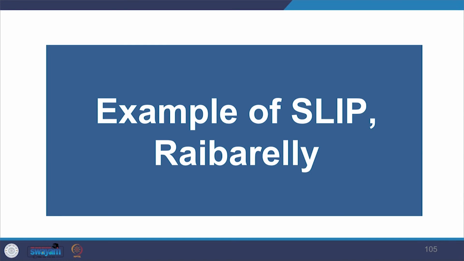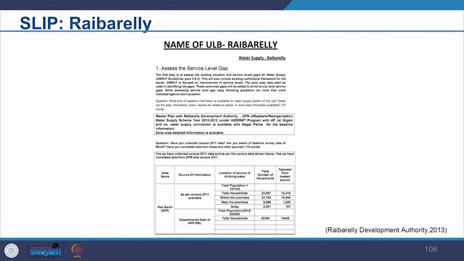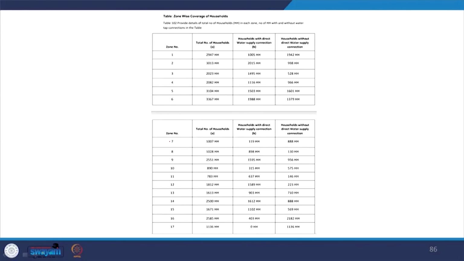So, these are those. Now, we will look at the example of SLIP, and that is from Raebareli, Uttar Pradesh. This is the example of the service level improvement plan, SLIP, which we see here. So, how they have provided the present status of all these services, what benchmark they have and what kind of service they are looking at. So, with regards to water supply, with regards to metering connections and non-revenue water and so on. Further we see how they have also worked out water tap connections.